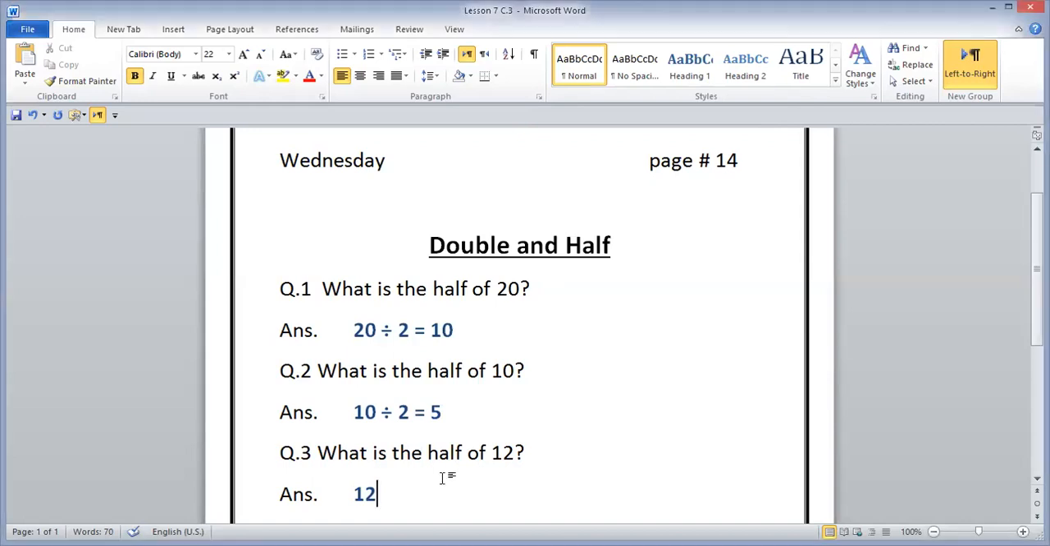In order to find out the half, what you will do? You will divide 12 by 2. 12 by 2 means you will check out the table of 2. 2 multiplied by what will give you 12? 2 by 1, 2. 2 by 2, 4. 2 by 3, 6. 2 by 4, 8. 2 by 5, 10. And 2 by 6 is equals to 12. That means 12 divided by 2 is equals to 6.